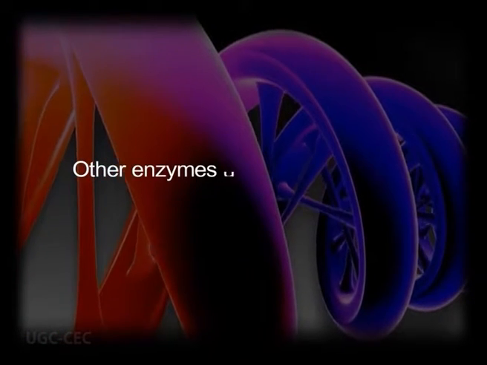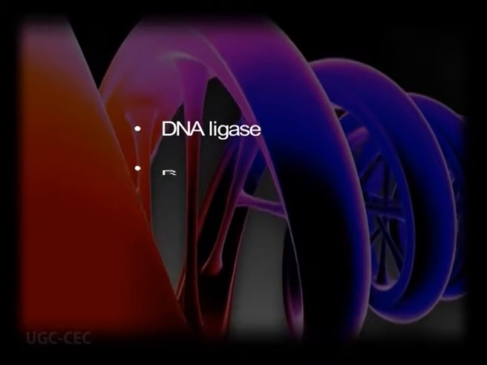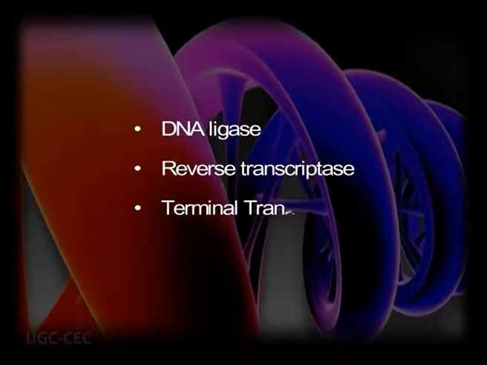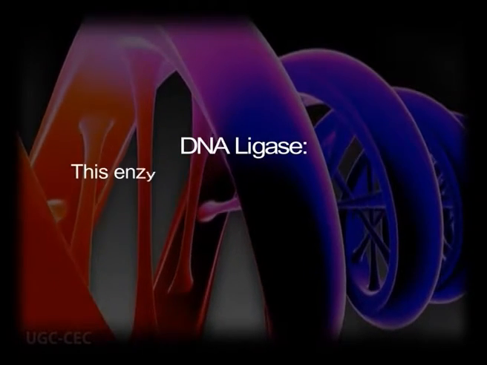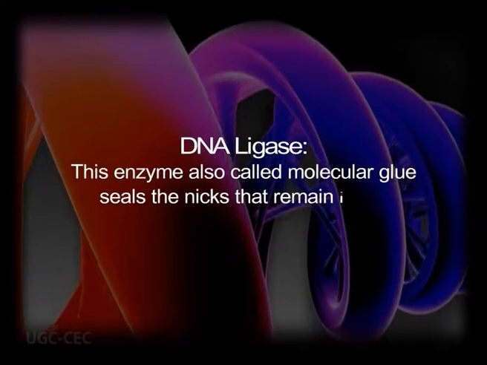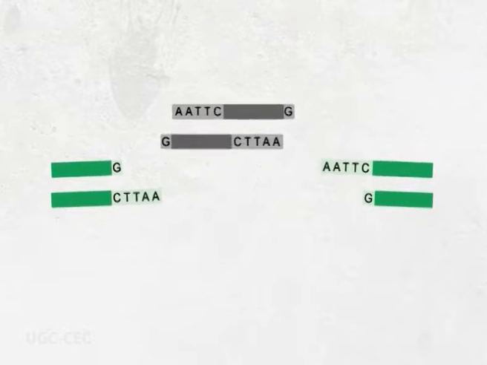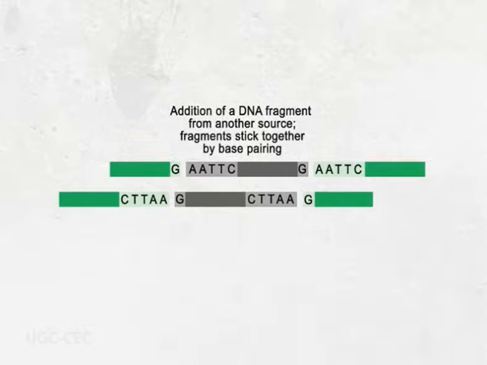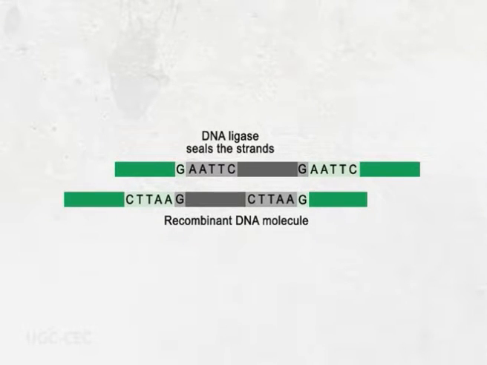There are some other enzymes which are also important in recombinant DNA technology, for example DNA ligase, reverse transcriptase, Taq polymerase, etc. DNA ligase: this enzyme is also called molecular glue and seals the nicks that remain in the recombinant DNA molecule. The role of this enzyme is to catalyze the formation of a phosphodiester bond between the 5'-phosphate and 3'-OH of two adjacent nucleotides when a gene of interest is inserted into a vector molecule.